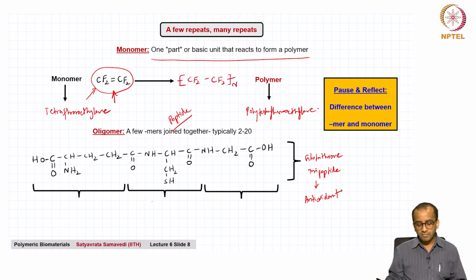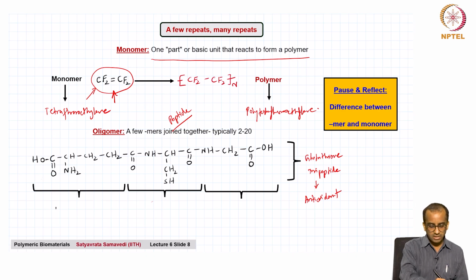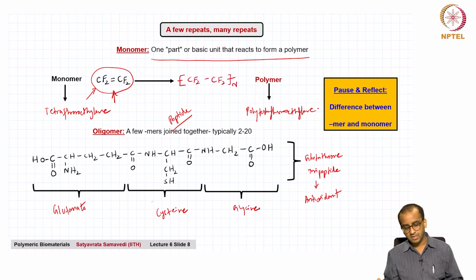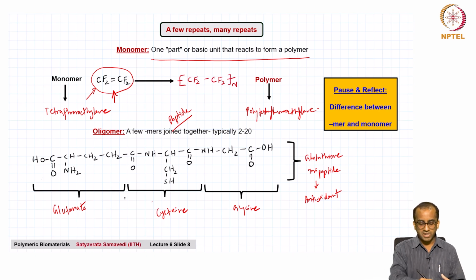And the 3 amino acids that make up this tripeptide are glutamate, cysteine and glycine. So, you have glutamate, cysteine and glycine in that order linked together by covalent bonds to form what we call a tripeptide, or an oligomer in a more general sense.